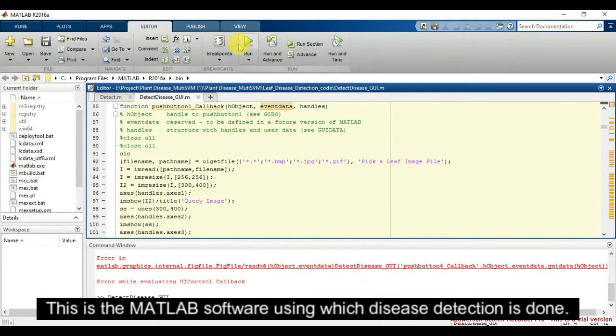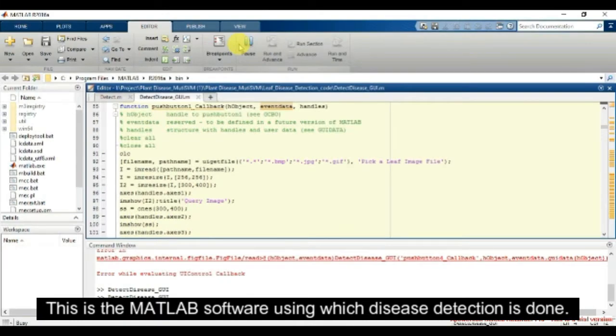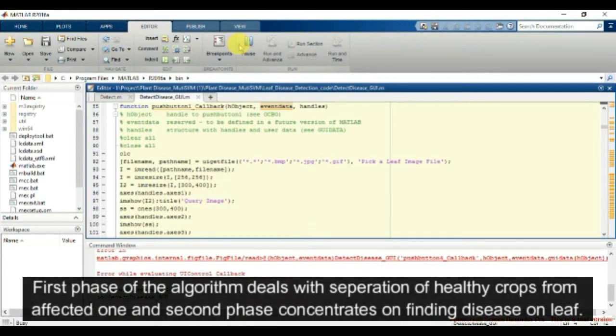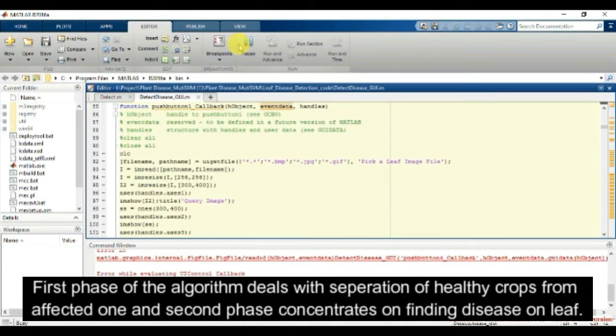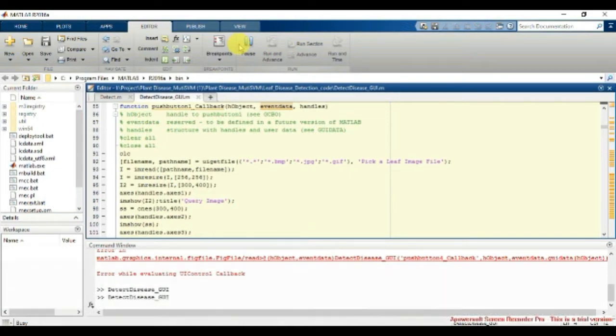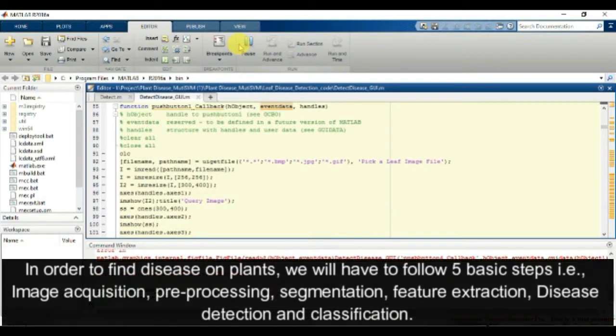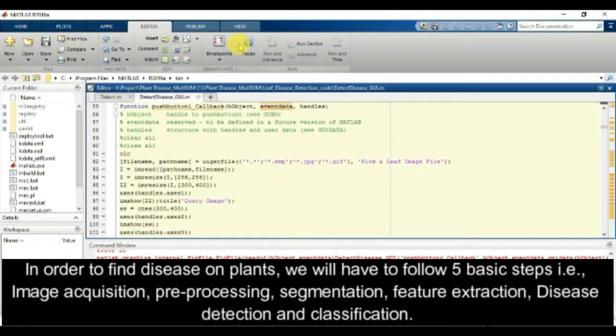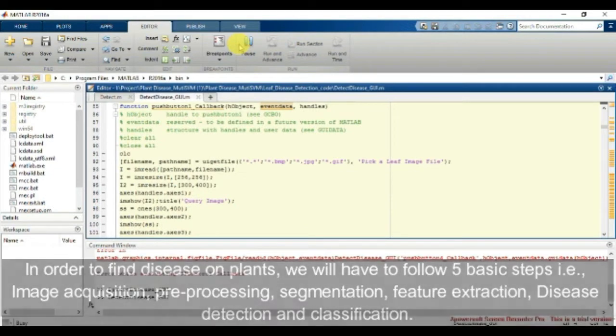This is the MATLAB software using which disease detection is done. First phase of the algorithm deals with separation of healthy crops from the affected one, and second phase concentrates on finding the disease on leaf. In order to find the disease on plants, we will have to follow 5 basic steps, that is image acquisition, pre-processing, segmentation, feature extraction, disease detection and classification.